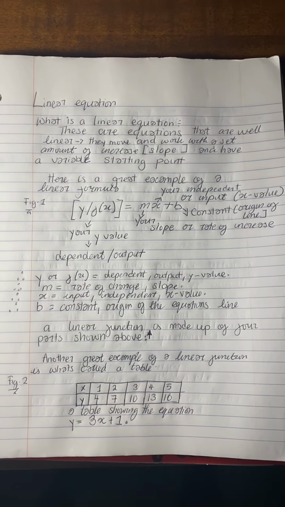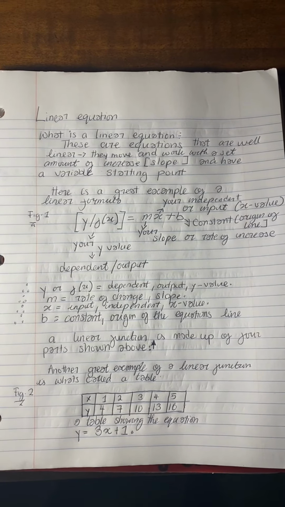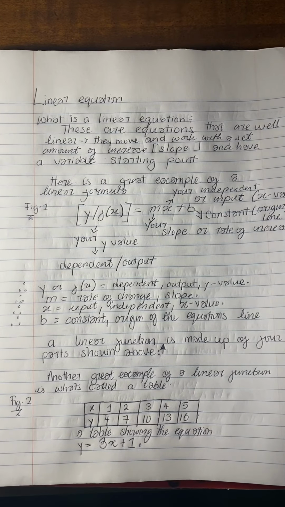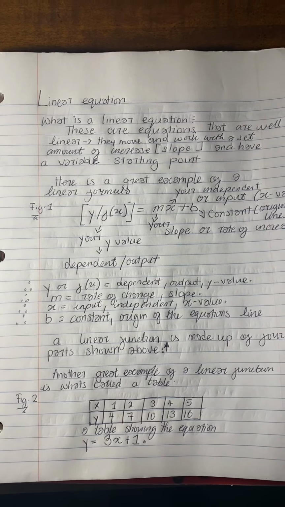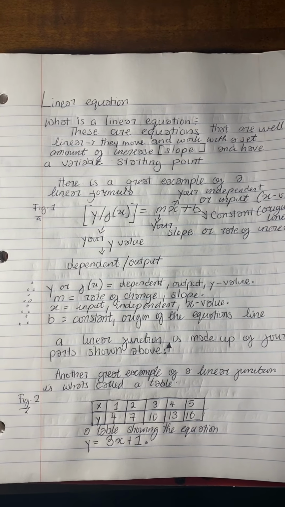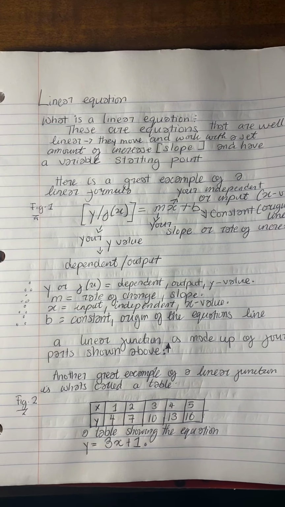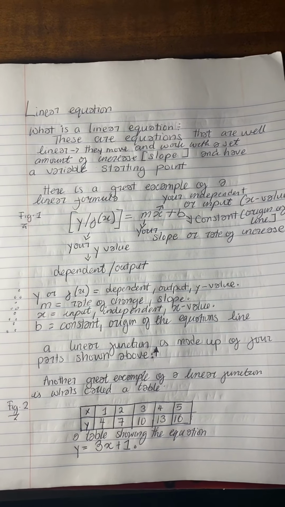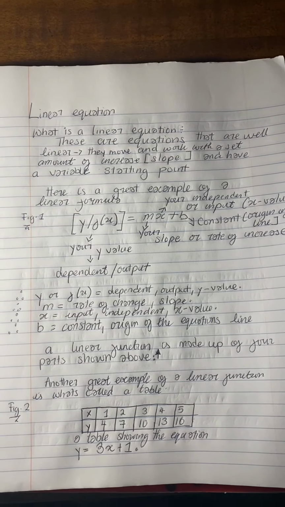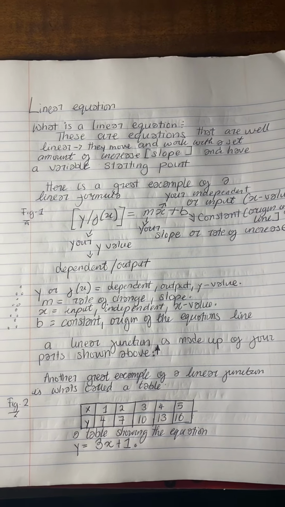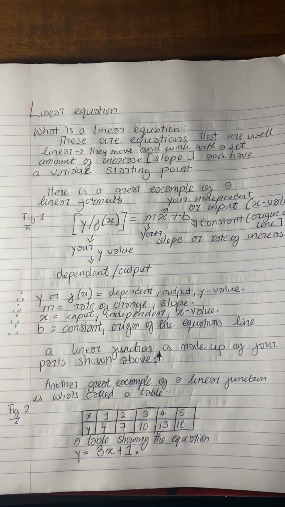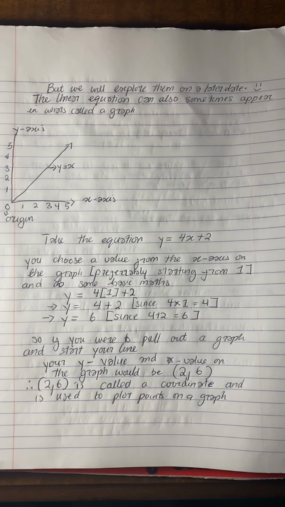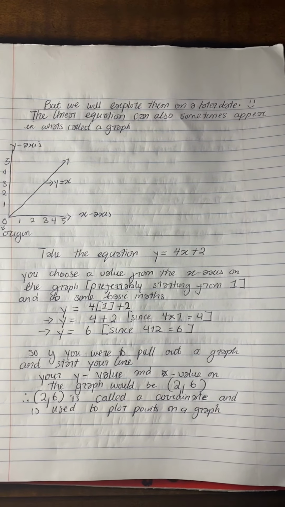A linear function is made up of 4 parts as shown above. Another great example of a linear function is what's called a table. And here you see a table with the x values being 1, 2, 3, 4, and 5, and the y values being 4, 7, 10, 13, and 16, which shows that this equation means y equals 3x plus 1. But for now, we will explore tables at a later date.